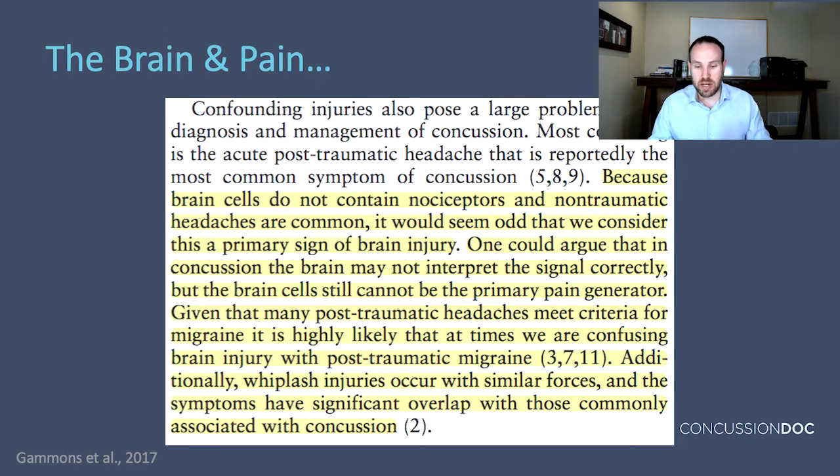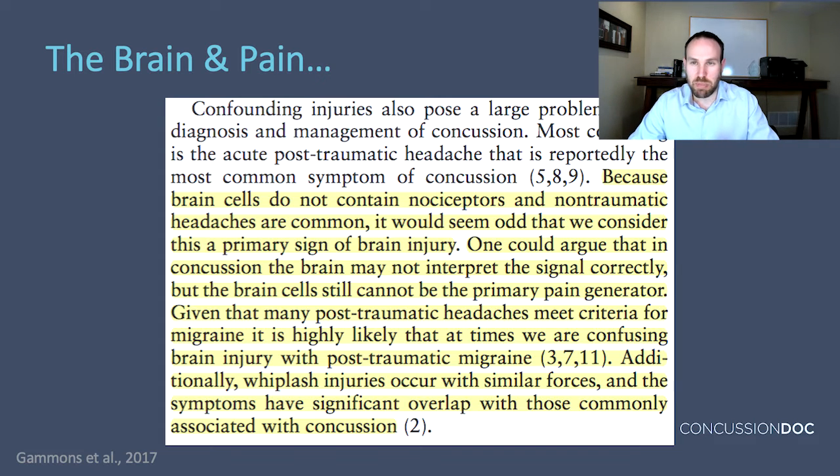So again, just talking about brain and pain, I have a quote up here and we'll probably show it on the YouTube video somewhere over one of my shoulders. Listen to this. Brain cells do not contain nociceptors, which are the pain response receptors, and non-traumatic headaches are common. It would seem odd that we consider this a primary sign of brain injury. One could argue that in concussion, the brain may not interpret the signal correctly, but the brain cells still cannot be the primary pain generator. Given that many post-traumatic headaches meet the criteria for migraine, it is highly likely that at times we are confusing brain injury with post-traumatic migraine. Additionally, whiplash injuries occur with similar forces, and the symptoms have significant overlap with those commonly associated with concussion.